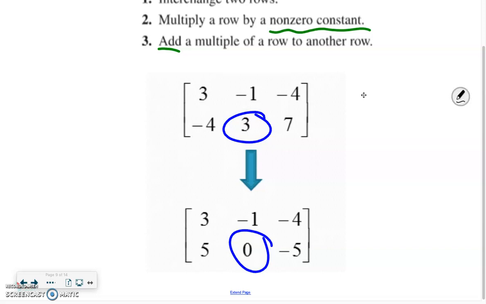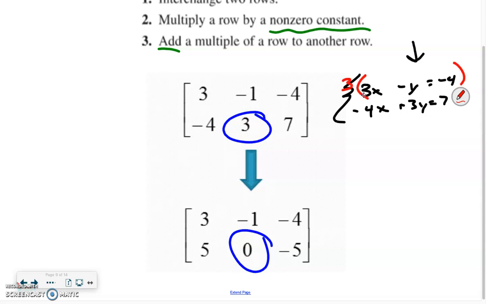Just out of curiosity. In fact, I'm going to write it up here, because I feel like some people left here confused and they didn't need to. If this was my system, and we said, all right, we're going to target the y's, let's get rid of them. What are we doing? We're going to multiply the top equation through by 3, and then what? So that's going to be 9x minus 3y equals -12. Second equation, what do I have to multiply it by? Nothing. It's going to just say it, -4x plus 3y equals 7. And then we're going to add those together, and we're going to eliminate the y's.